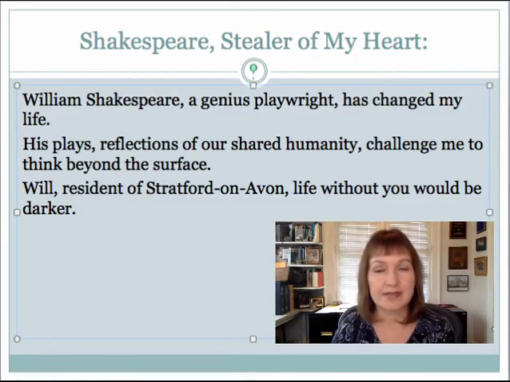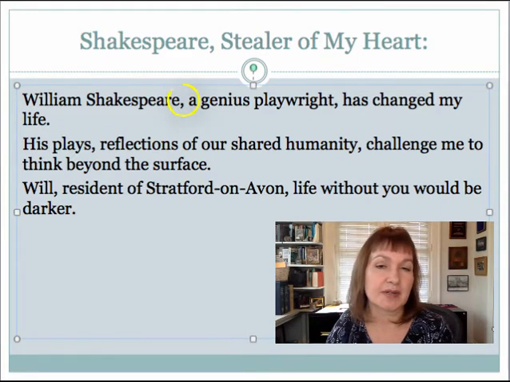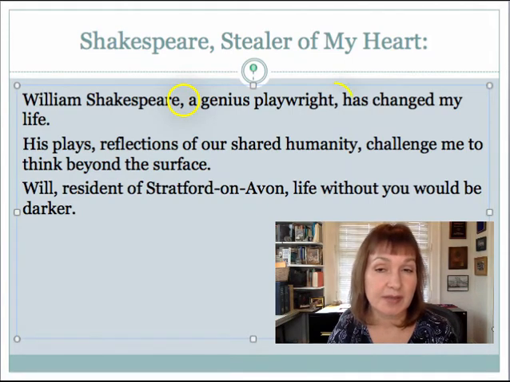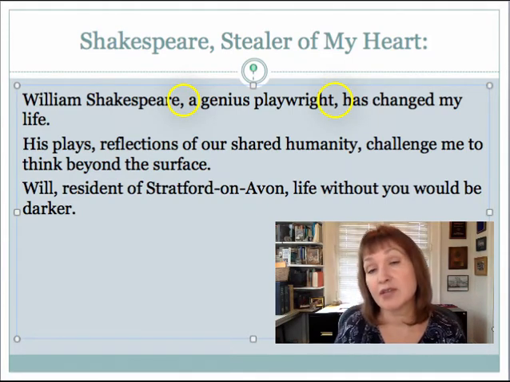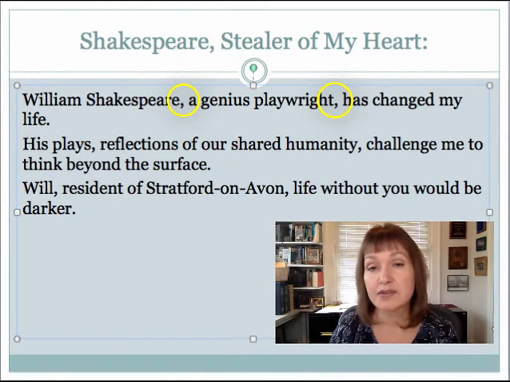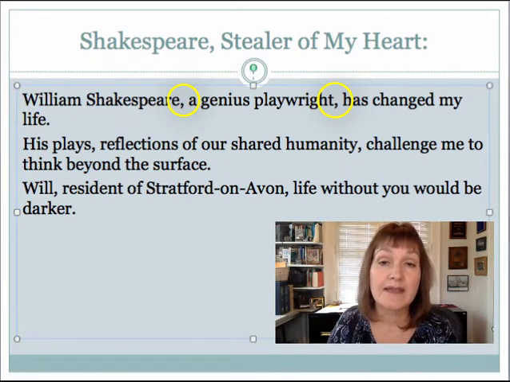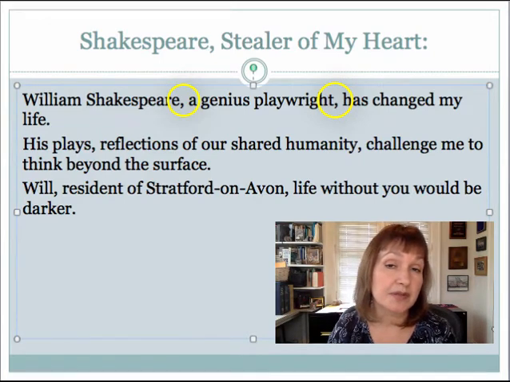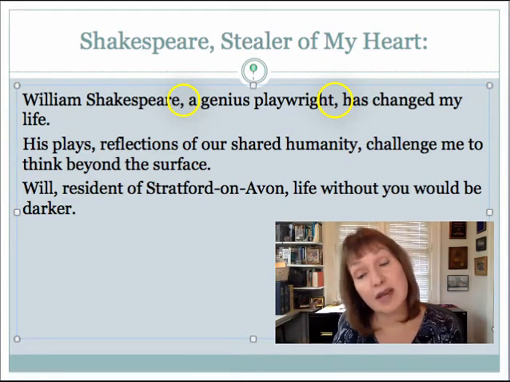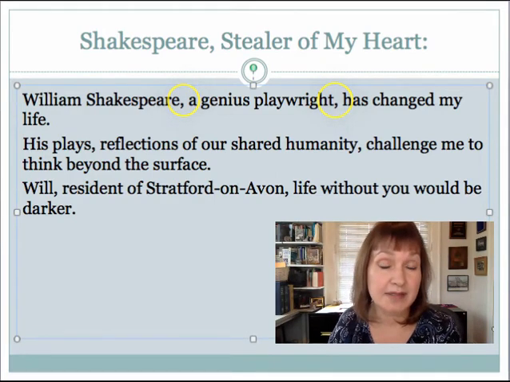Here I've written 3 sentences, my own little tribute to Mr. William Shakespeare. William Shakespeare, comma, a genius playwright, comma, has changed my life. Look at how a genius playwright is a noun. It's a noun phrase. Genius is an adjective that describes playwright, which is the noun, and they both describe William Shakespeare. You'll notice that there are commas on either side of the phrase a genius playwright, which is my appositive.